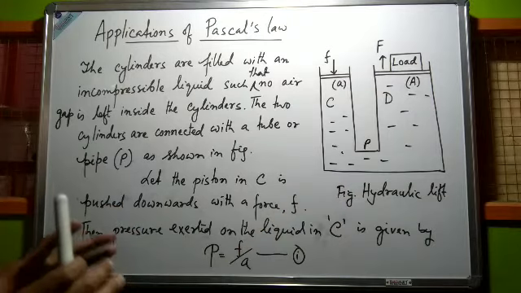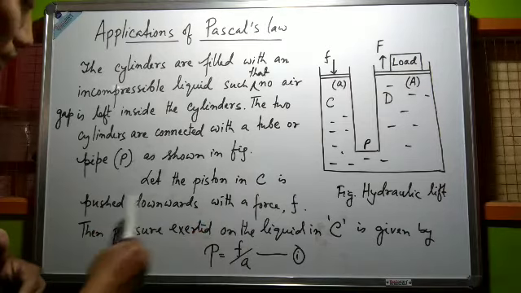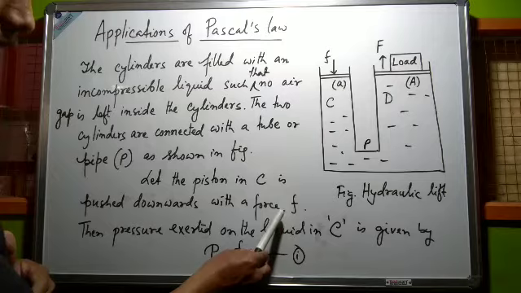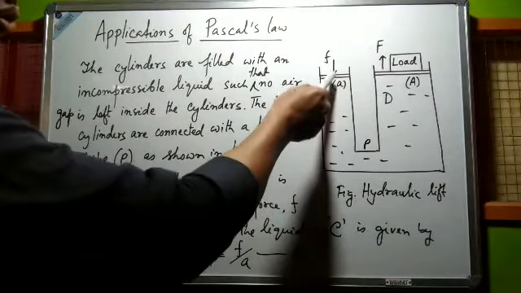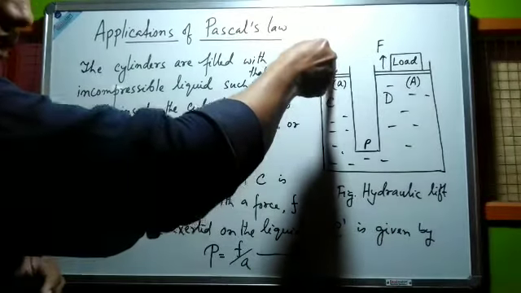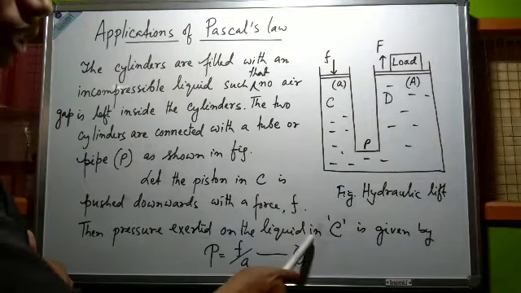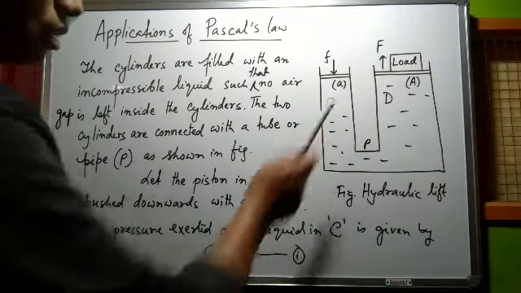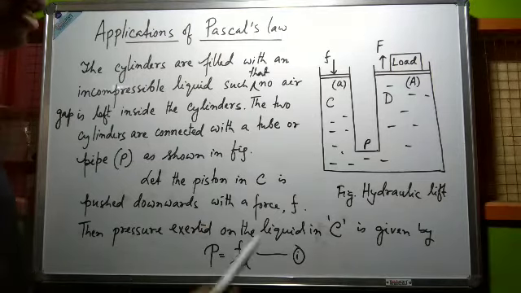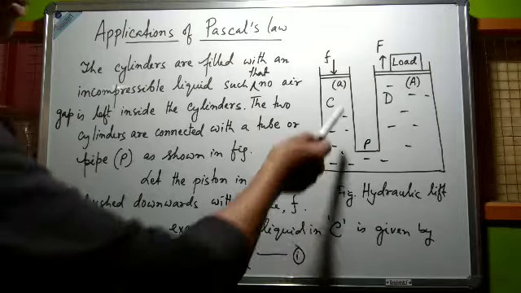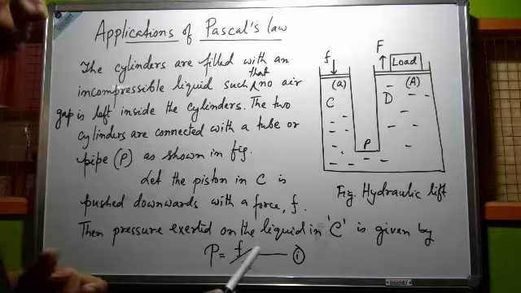Next, let the piston in cylinder C be pushed downward with a force f. Then the pressure exerted on the liquid in cylinder C is given by P equal to f by a. That is, pressure is force divided by area of cross section.